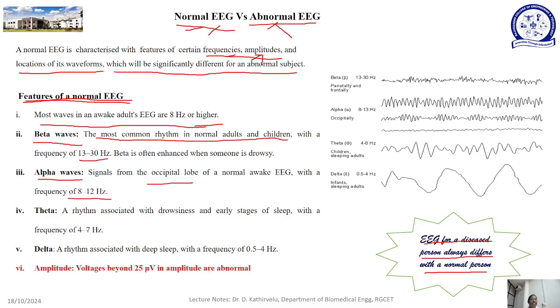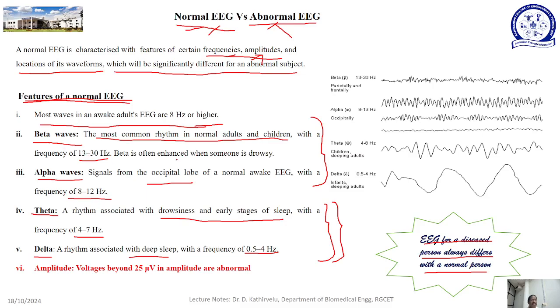Similarly, theta and delta waves are associated with sleep and drowsiness. A rhythm associated with drowsiness and the early stages of sleep is the theta wave, which lies in the range of 4 to 7 hertz. Delta waves are associated with deep sleep, and the frequency may range from 0.5 to 4 hertz. So from 0.5 to 7 hertz, the person is in a state of drowsiness or sleep, and alpha and beta are in the active state, so the waveform ranges from 8 to almost 30.